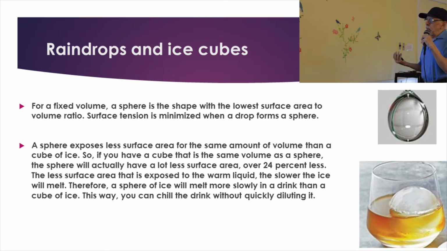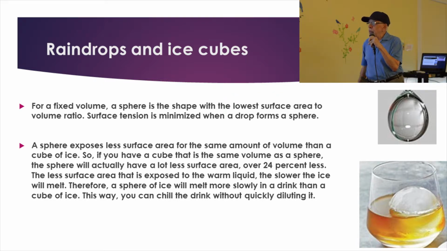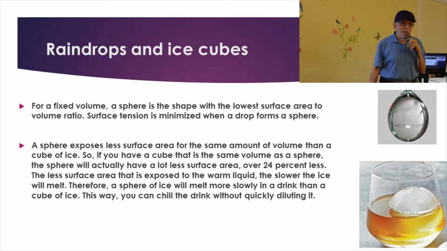A sphere exposes less surface area for the same amount of volume than a cube of ice. So if you have a cube that's the same volume as a sphere, the sphere will actually have a lot less surface area than the cube. The less surface area that's exposed to the warm liquid, the slower the ice will melt. So bartenders use spherical ice cubes. They don't dilute the liquid as fast, and they don't melt as fast as cubical ice cubes.